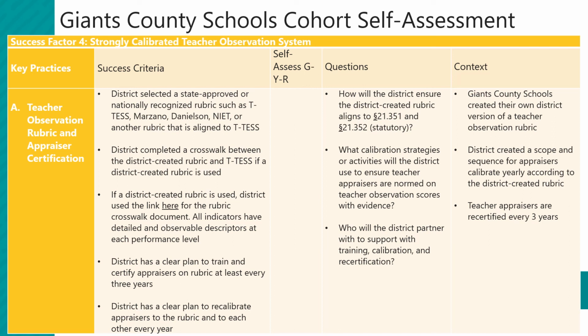Now, onto our model. As you see, the success criteria and context are really important in order to determine what the self-assess or green, yellow, red, or level of implementation is for each key practice. Looking at the success criteria, the first bullet indicates that the district selects a state-approved or nationally recognized rubric such as T-Test, Marzano, Danielson, NIET, or another rubric that is aligned to T-Test.